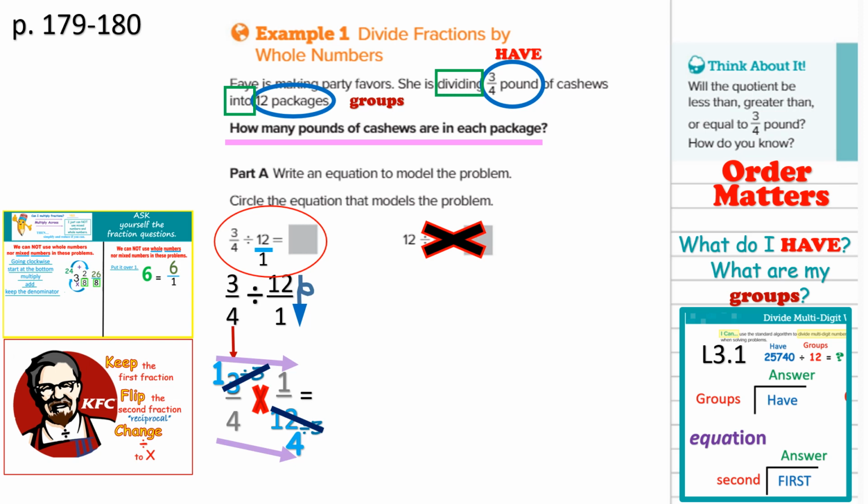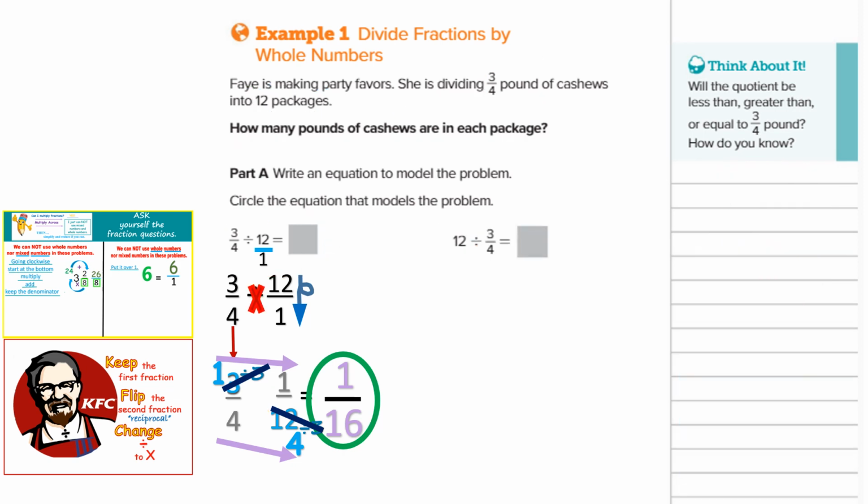So I know now what I'm left with. Now I can do my multiplying across. So I have 1 times 1 and 4 times 4. 4 times 4 is 16, and 1 times 1 is 1. So we have 1/16. 1/16 what? What are we talking about?